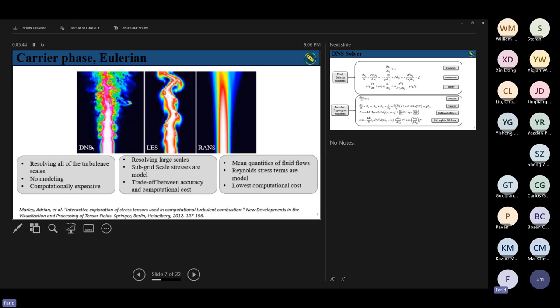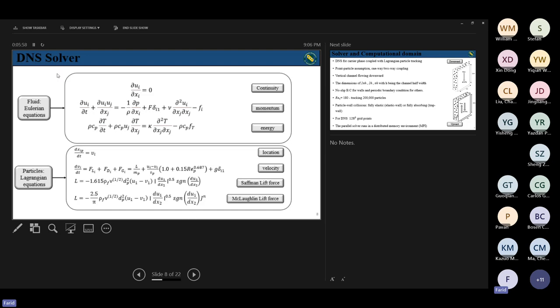For this study, I'm focusing on the DNS results for the rest of this presentation, but we have done a lot for the LES as well. So that would be a part of future study of this work that I'm going to present.